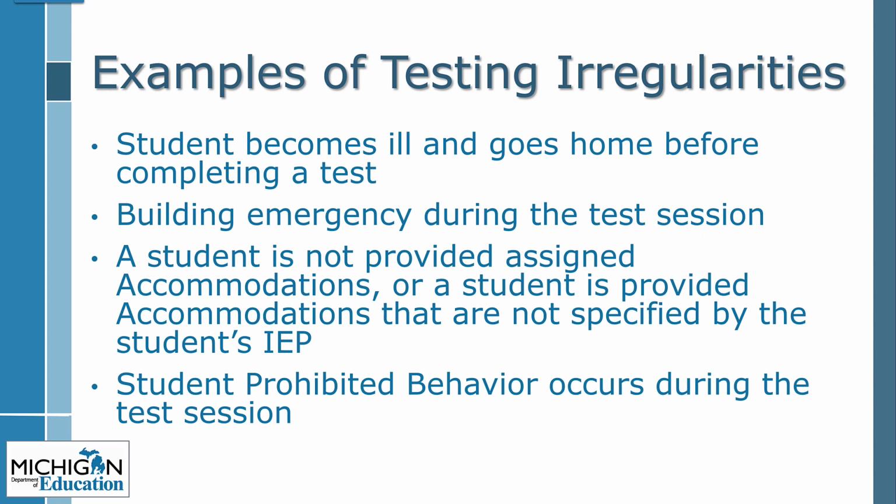Some examples of testing irregularities can be if a student becomes ill and goes home before completing a test, or if a building emergency occurs during the test session. Also, if a student is not provided assigned accommodations or is provided accommodations that are not assigned, or a student engaged in a prohibited behavior that occurred during the test administration. These irregularities are a few examples of reasons that an incident report should be submitted.